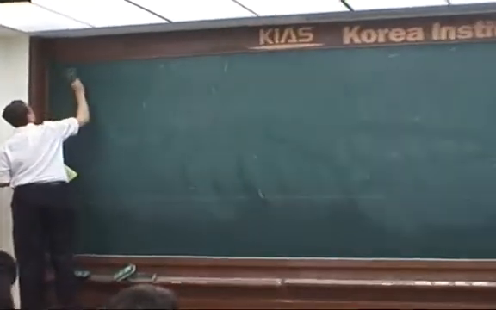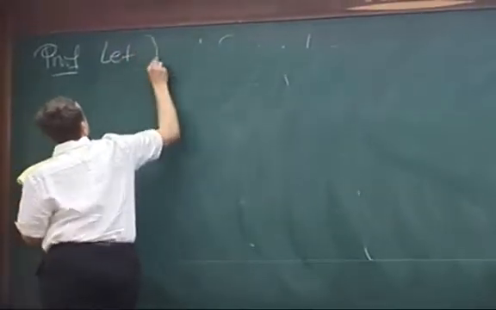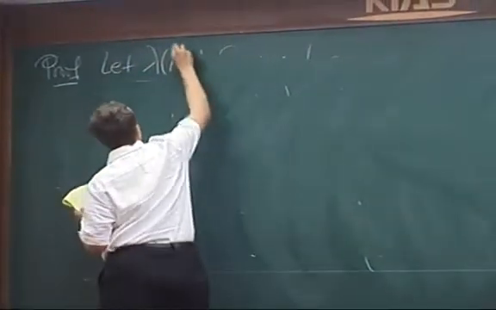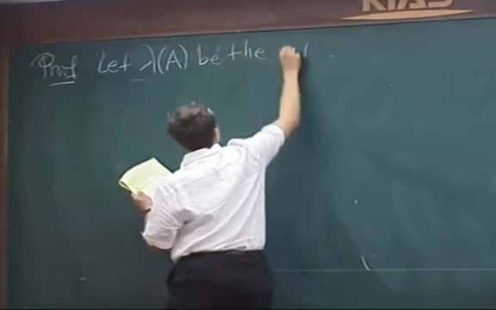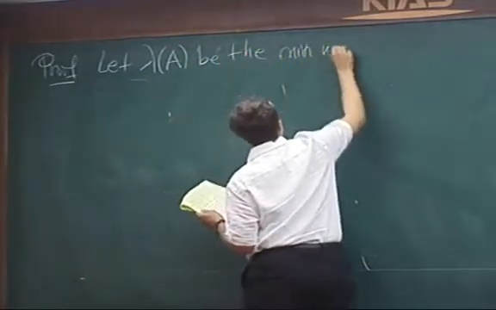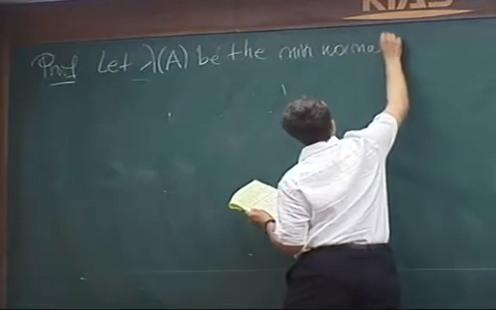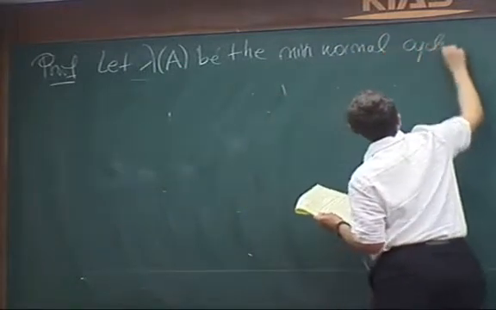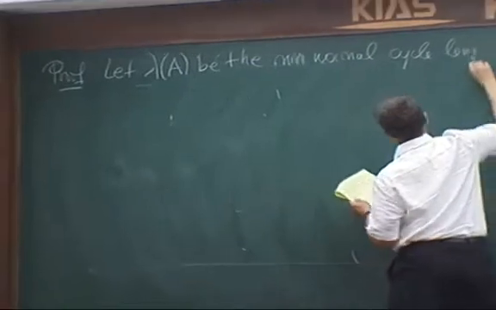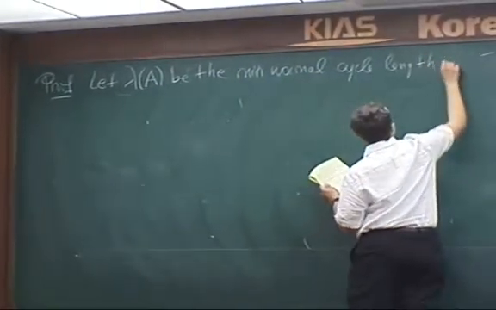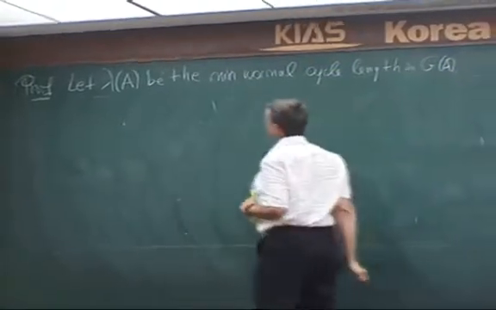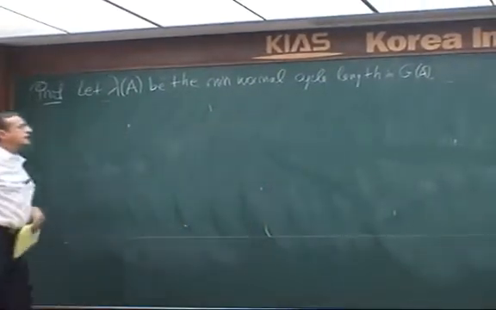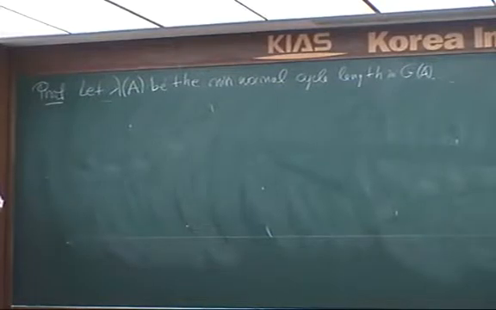Okay, so proof. Let lambda of A denote the minimal normalized cycle length in the graph. So that's some number that depends on the matrix, and I'm going to be calling it lambda A.